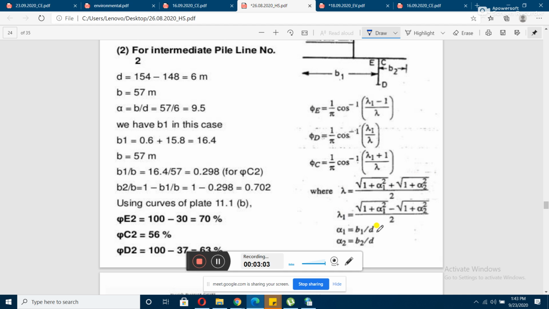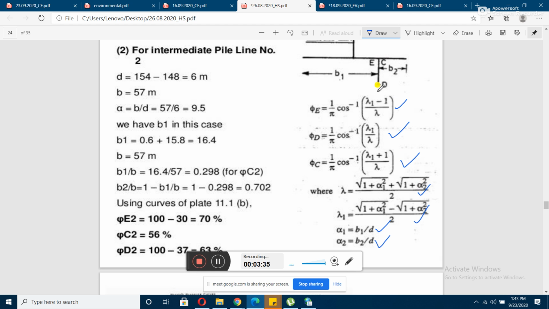The b1 is the distance of the intermediate pile from your upstream pile, and b2 is the distance of the intermediate pile from the downstream pile. From the diagram we can easily get the value of b1 and b2. From that we will be able to get the value of alpha 1 and alpha 2, and from this you can easily get the value of lambda as well as lambda 1. So accordingly you can find out the values of phi E, phi D and phi C, right?